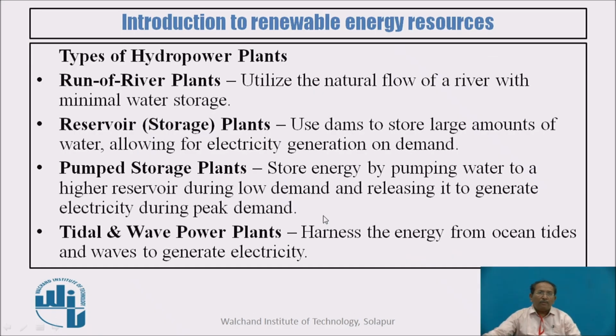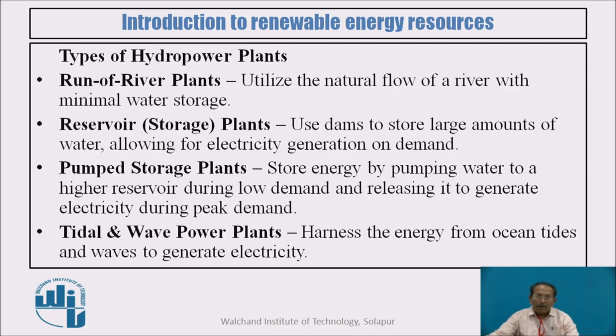There are different types of hydropower plants such as run-of-river plant, which utilizes the natural flow of river with minimal water storage. It is in the flowing conditions. Then the storage plants use dams to store large amount of water, allowing for electricity generation on demand.